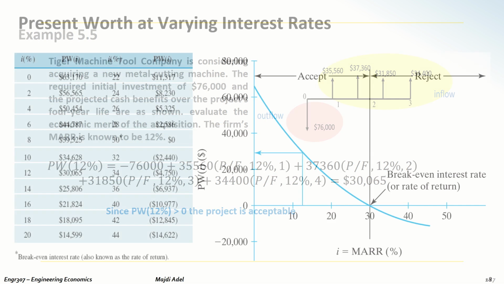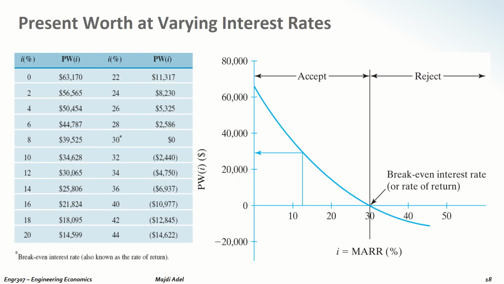Now let's consider what happens if the interest rate changes. This table gives us the interest table for the process control system at different interest rates.